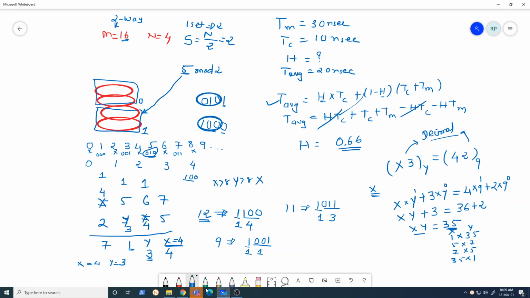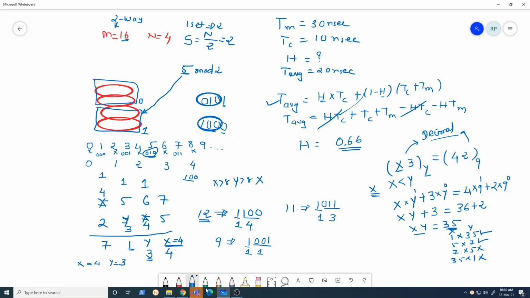Now again, another thing you need to consider, your y is base and x is a digit in that base. So x must be less than y. X must be less than y. So out of these four, which are the factors which follow this condition, x less than y? So x and y, 1 less than 35, yes. 5 less than 7, this is also yes. 7 less than 5, no. 35 less than 1, no. So these are the possible values.